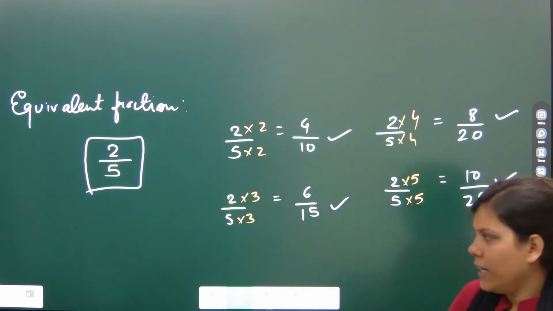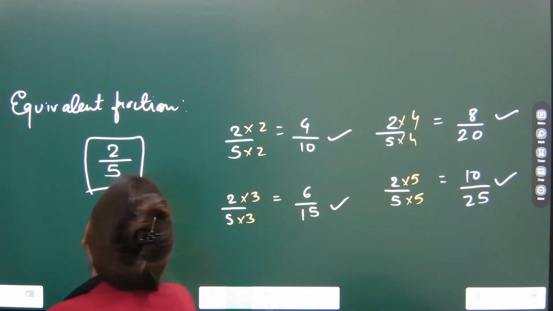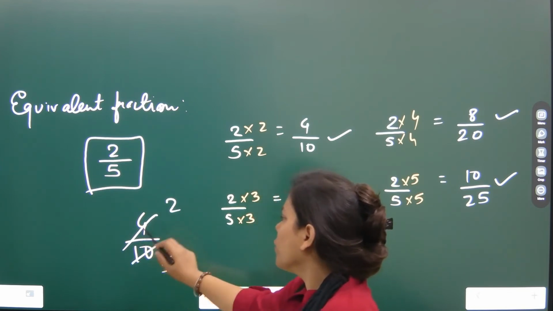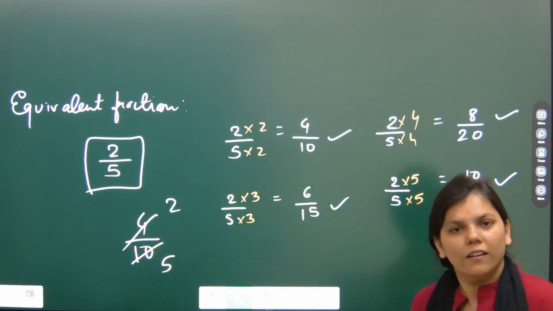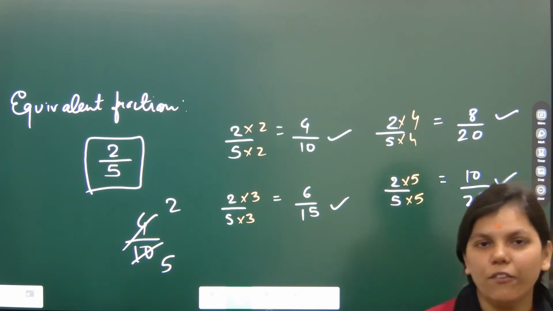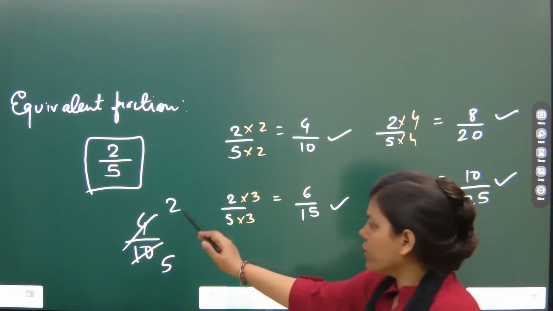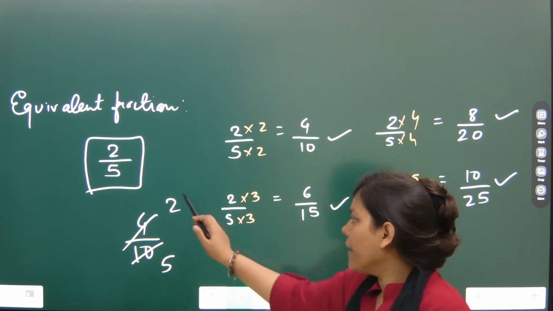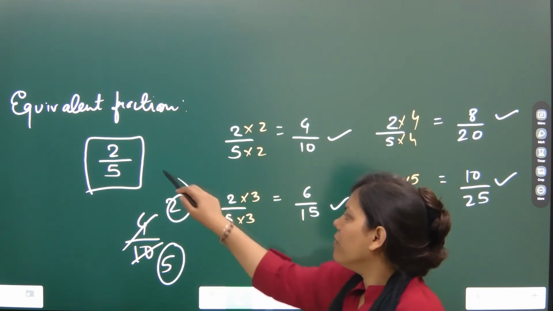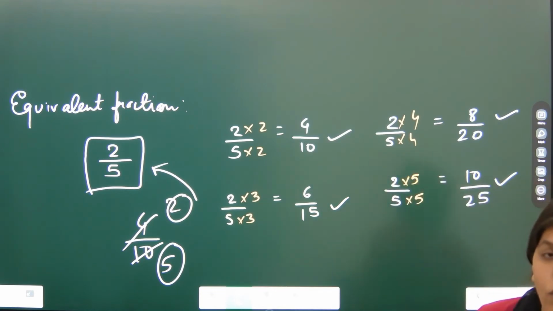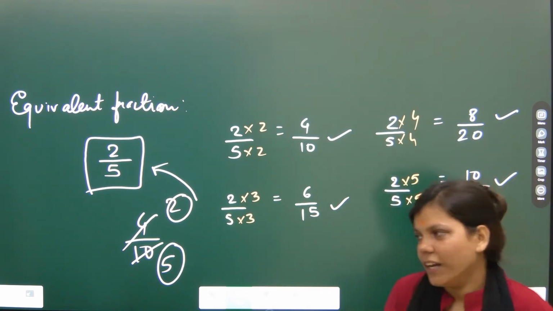Okay? Say 4/10. It is equal to 2/5. Yes, 2 twos are 4 and 2 fives are 10. Okay, I have reduced 4 and 10 with the help of 2. So 2 twos are 4, 2 fives are 10. Again, I have reached the same fraction. So this is called equivalent fraction. Okay.